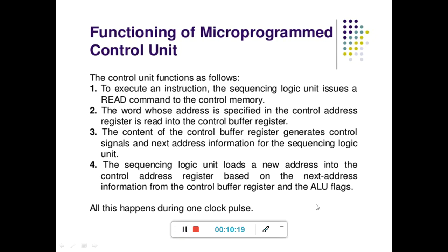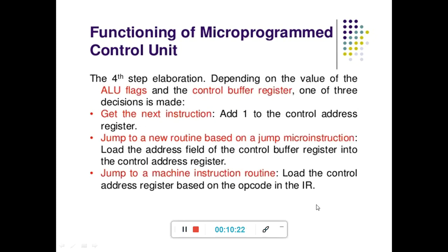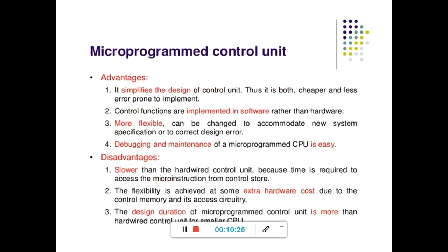Next one, microprogrammed control unit advantages and disadvantages. There are a few points to be discussed for the advantages. It simplifies the design of the control unit, it is less prone to errors, it is cheaper, and the functions are implemented in software rather than hardware. It is more flexible and reliable to accommodate new system specifications, via laptop, iPhone, mobiles and Android versions, depending upon your users. The last one is that debugging and maintenance of the microprogrammed CPU is easy.